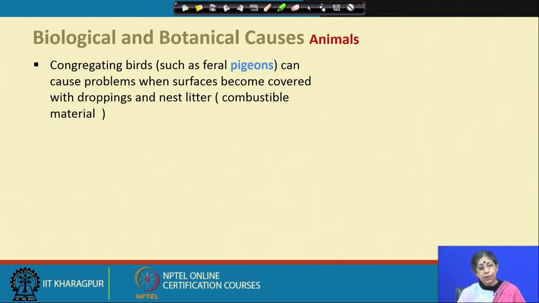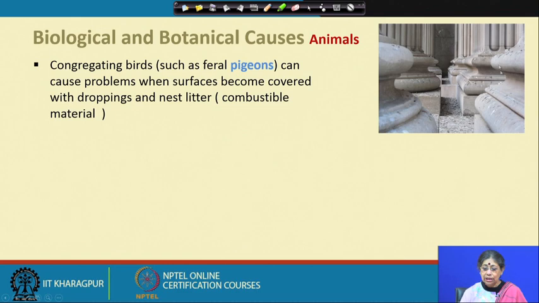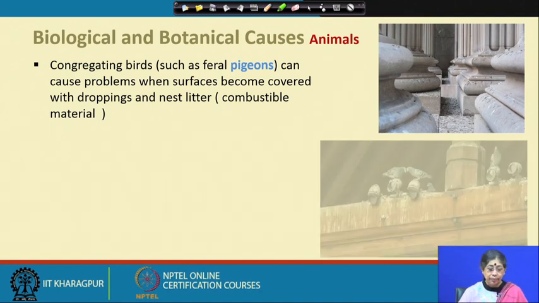Now, birds, especially pigeons, can cause problems when surfaces become covered with their droppings and nest litter. Especially in the corners of the historic structure, they bring certain very combustible material, so that is also very dangerous. As you can see in this picture, the animal and pigeon droppings are really causing a lot of problems. Not only can they be cleaned, but if they stay there longer, they will cause damage to the fabric itself.